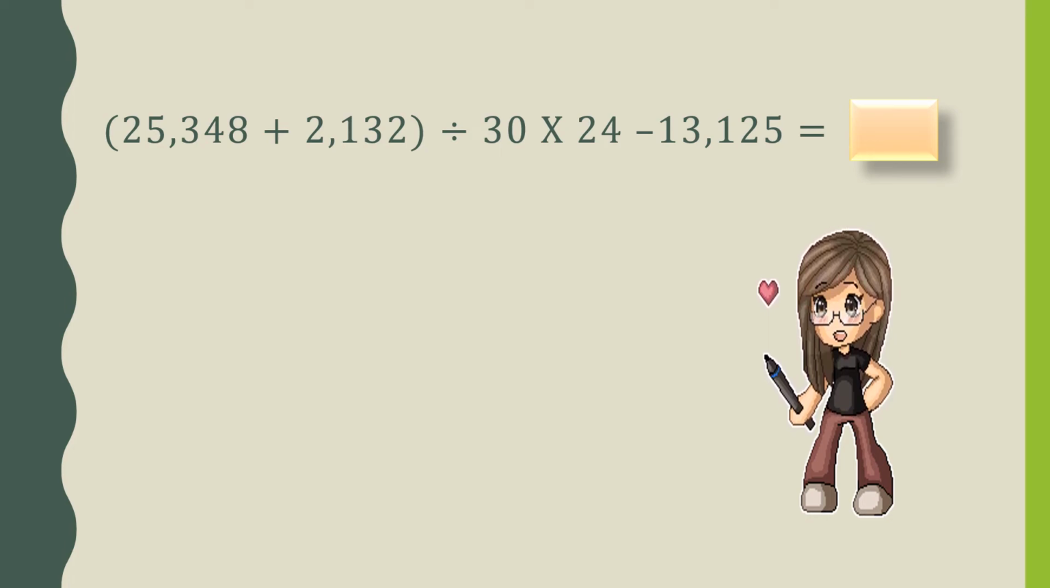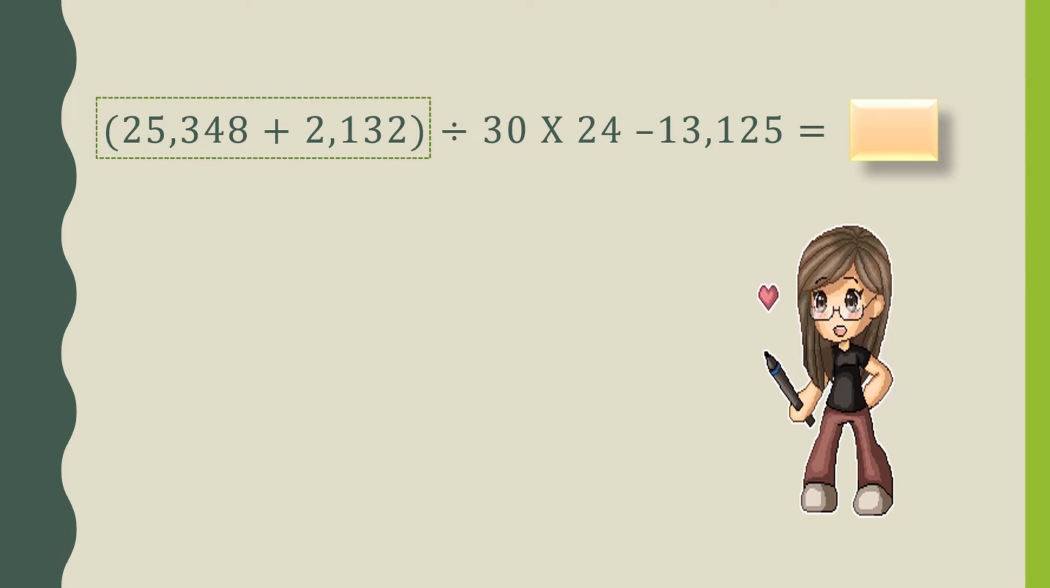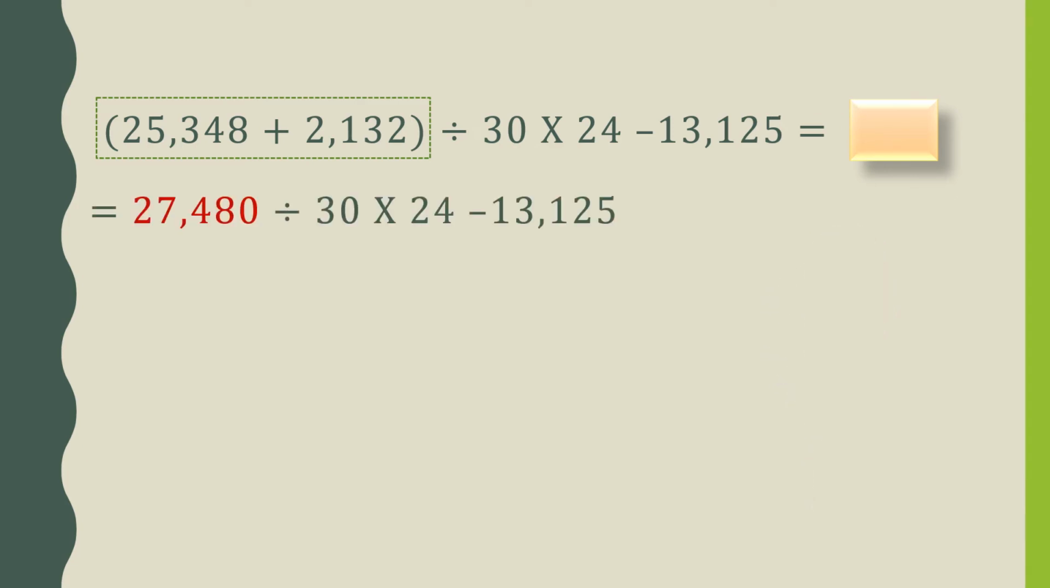And that is 25,348 plus 2,132. And that is equal to 27,480. Then we will copy the rest of the equations. Now we've got 27,480 divided by 30 times 24 minus 13,125. Now let's remember the order of operations.